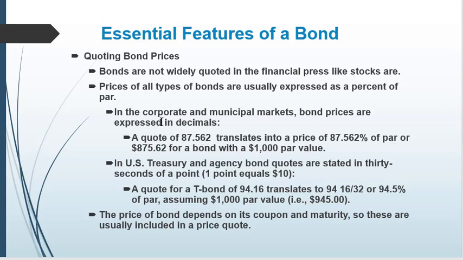if you're talking about a corporate bond or a municipal bond. They're both recorded price-wise the same way. Now, for U.S. Treasury and agency bonds, they're stated in 32nds of a point. So when you see 94.16, that translates to 94 and 16/32nds, or 94.5%, and that would be selling for $945.